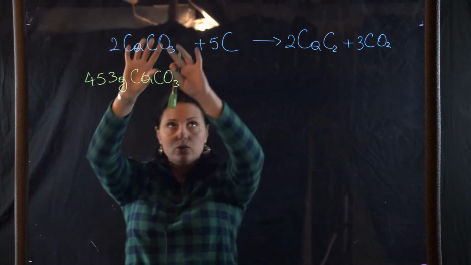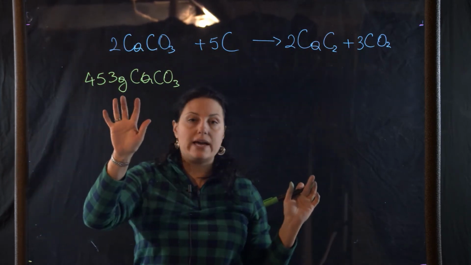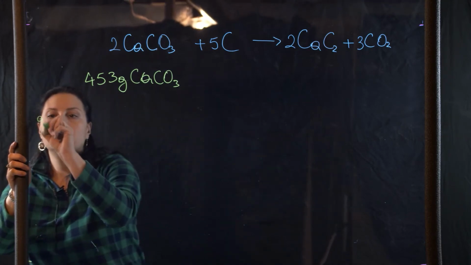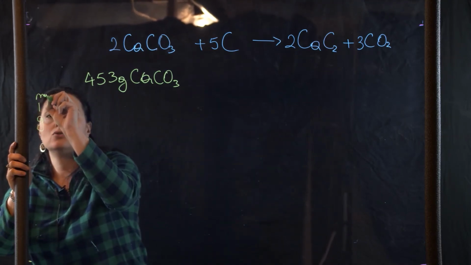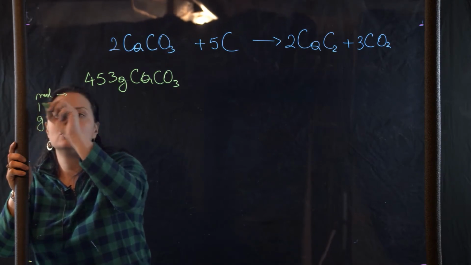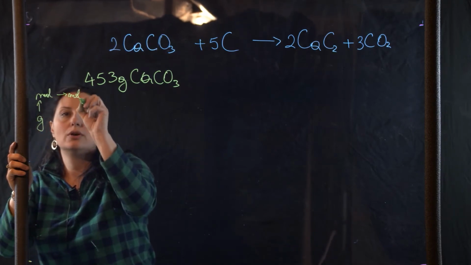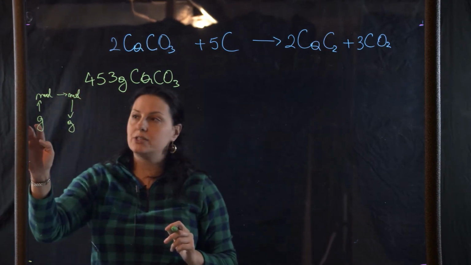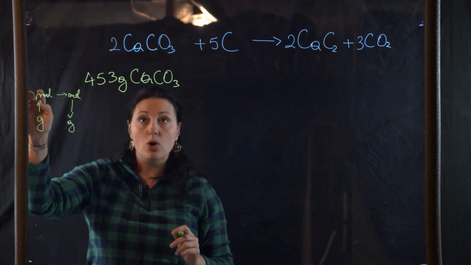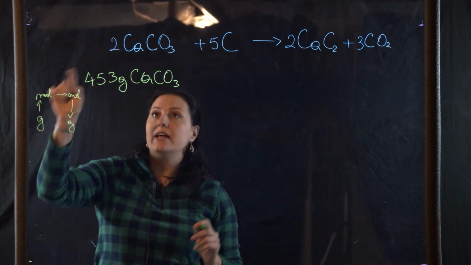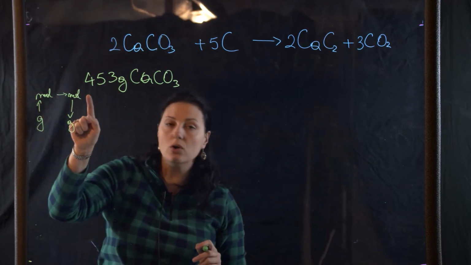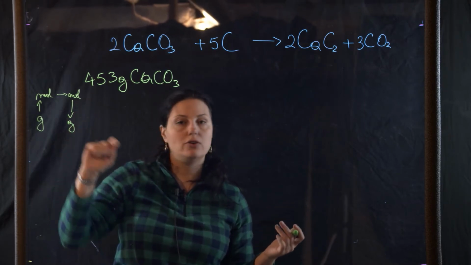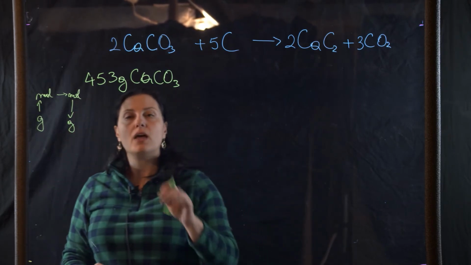I cannot use the molar coefficients the way it is now because it's an amount in grams. Remember, grams, moles, moles, grams. I'm given an amount in grams. I need to convert it to moles of calcium carbonate, then use the equation to convert it to moles of carbon, then use the atomic mass of carbon to convert it to grams of carbon.